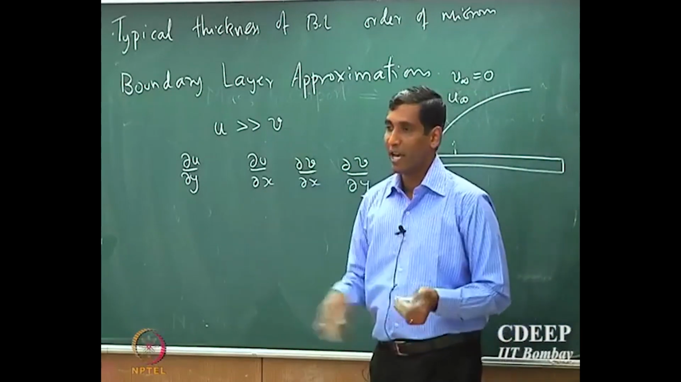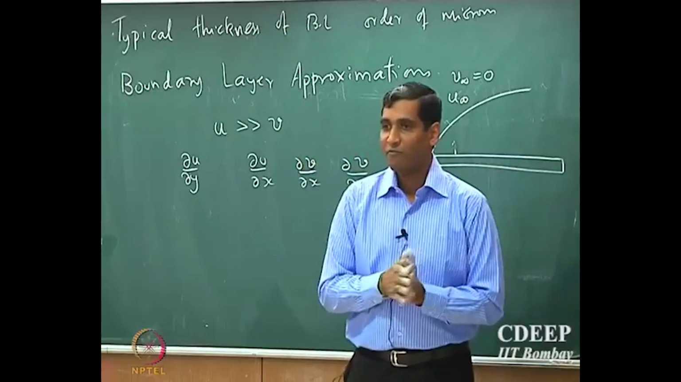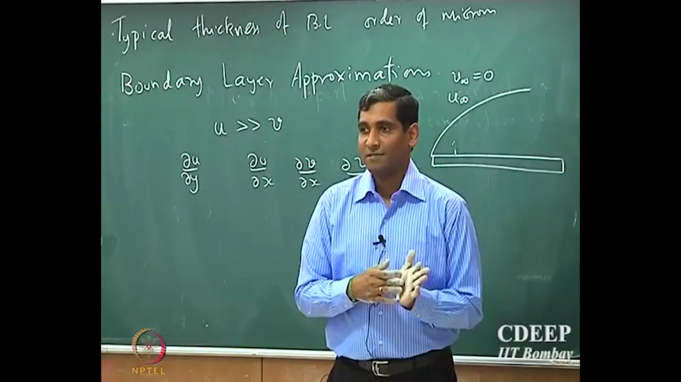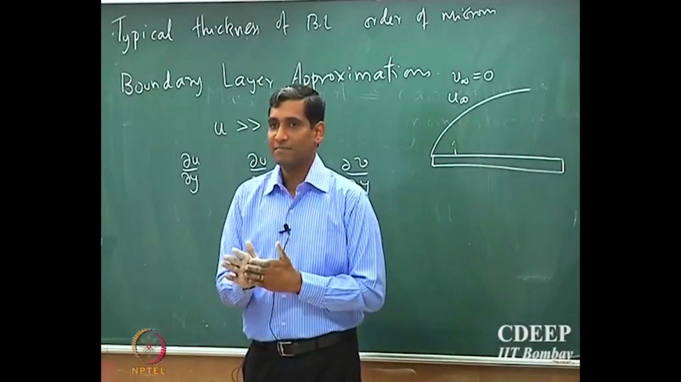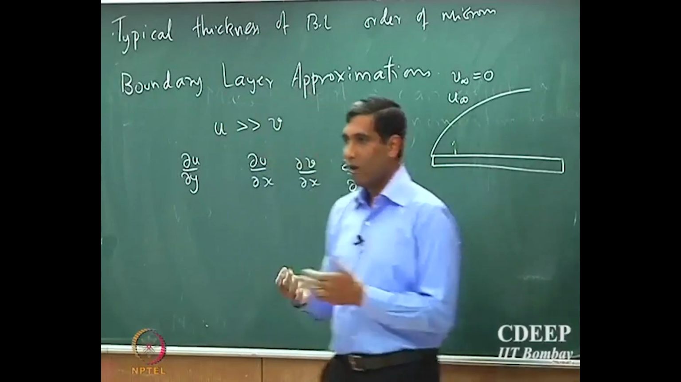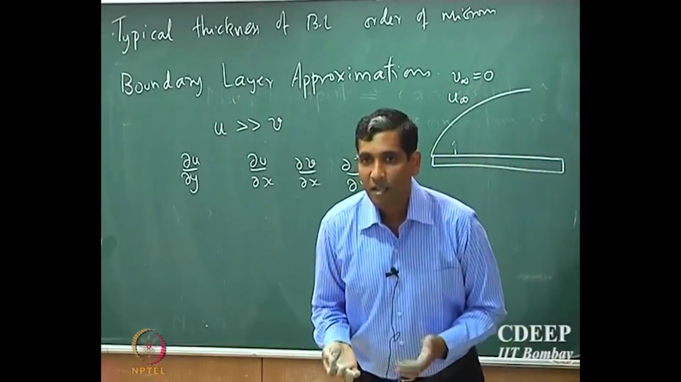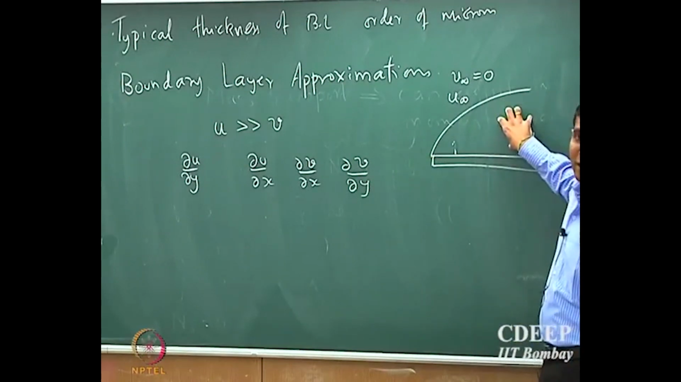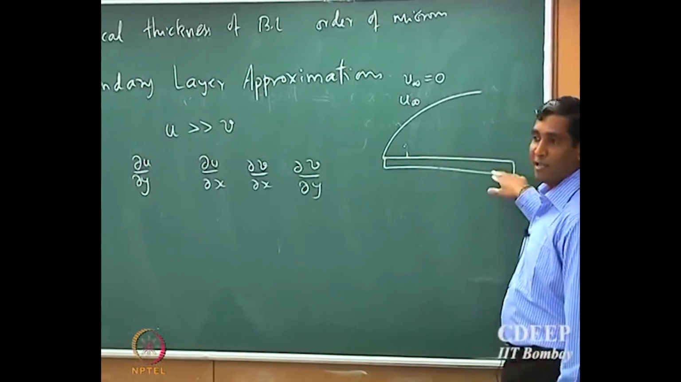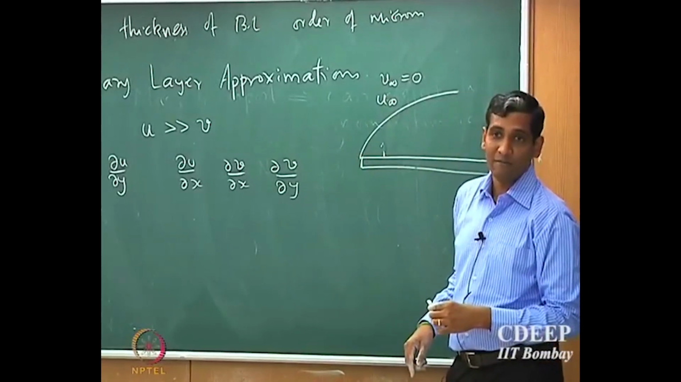What about du by dx compared to du by dy? Which one is larger? Du by dy is larger. Why is it larger? So the friction is actually present at the interface between the solid and the fluid, right? So therefore this friction is now going to introduce strong gradients in the y direction, right?